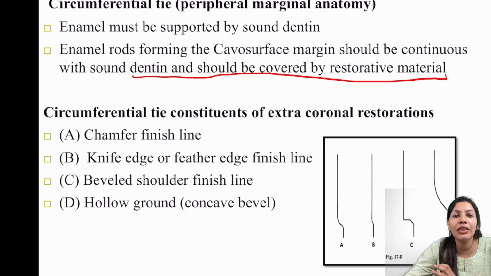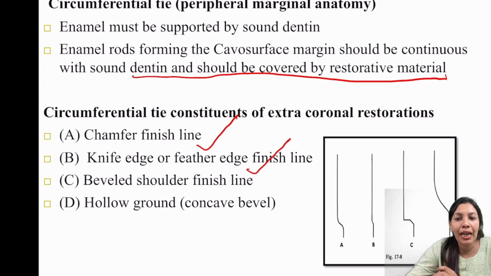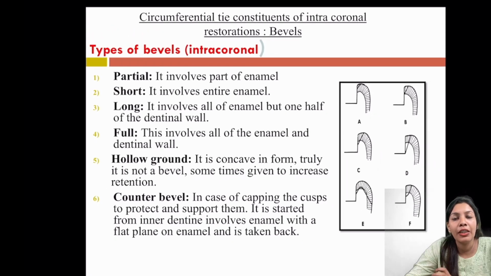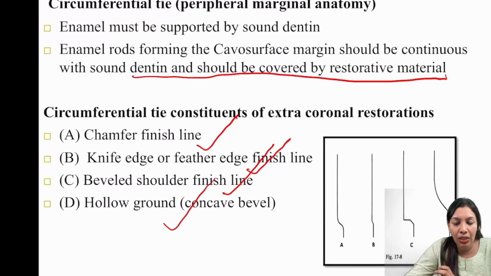The circumferential tie constitutes four extracoronal restoration types. First of all, there is chamfer preparation, knife edge or feather-like preparation, beveled shoulder preparation, and hollow ground preparation. Now, coming to the circumferential tie that is given intracoronally, this was given extracoronally. Extracoronal restorations are all these four: chamfer preparation, knife edge preparation, beveled preparation, and hollow ground.